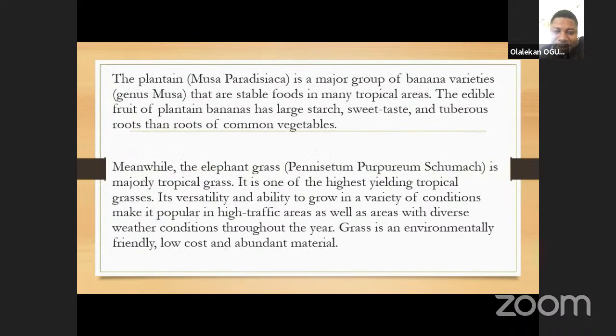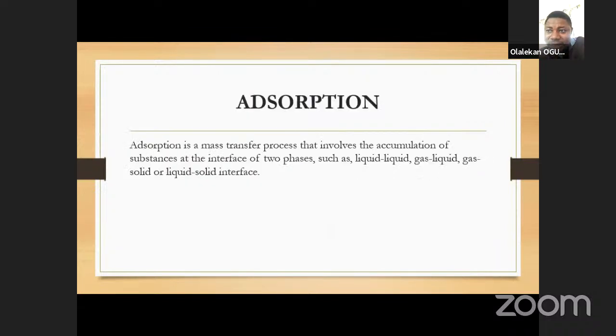So I highlighted some of the features of the two biomass. The first one being the plantain peels. The second one being the elephant grass. Next slide, sir. We talk about the absorption process, which is the mass transfer process that involves accumulation of substances at the interface of two phases, such as liquid-liquid, gas-liquid, gas-solid, or liquid-solid interface. Next slide, sir.